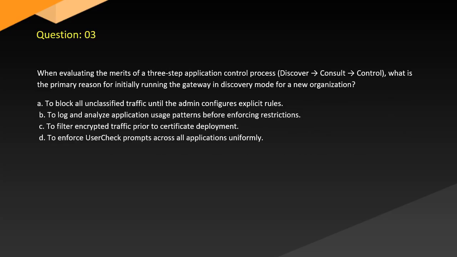Question 3. When evaluating the merits of a three-step application control process, discover, consult, control, what was the primary reason for initially running the gateway in discovery mode for a new organization? A. To block all unclassified traffic until the admin configures explicit rules. B. To log and analyze application usage patterns before enforcing restrictions. C. To filter encrypted traffic prior to certificate deployment. D. To enforce user check prompts across all applications uniformly.